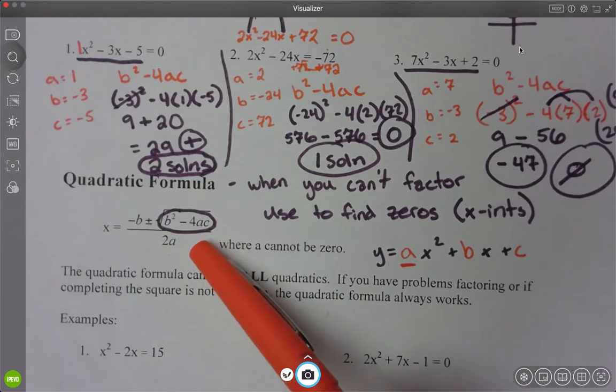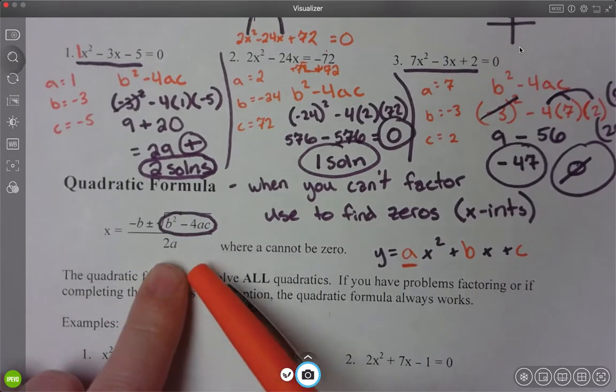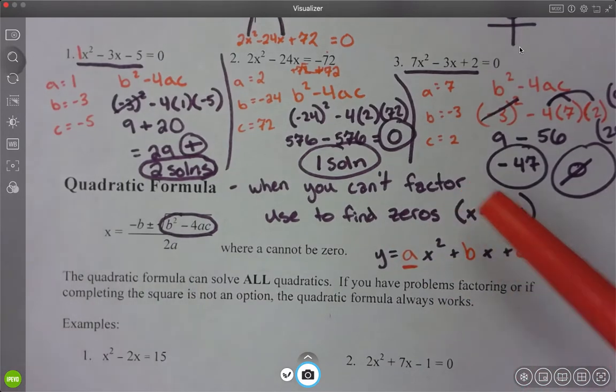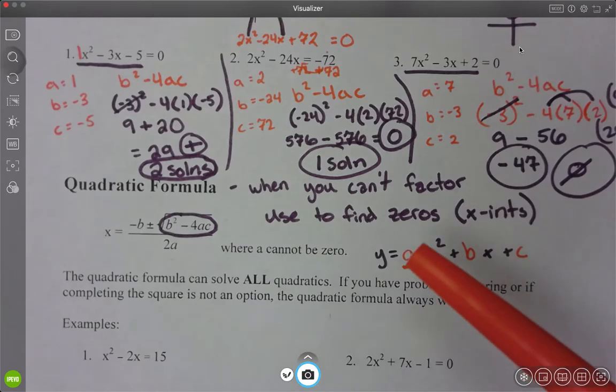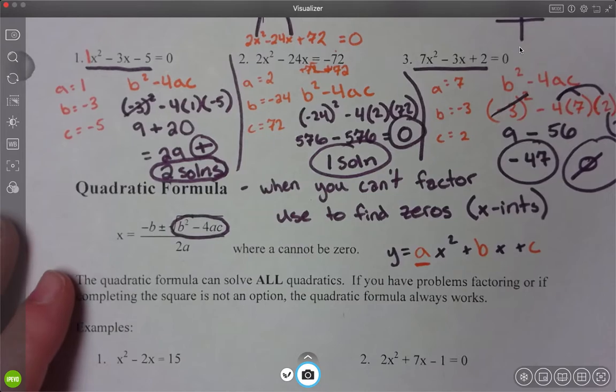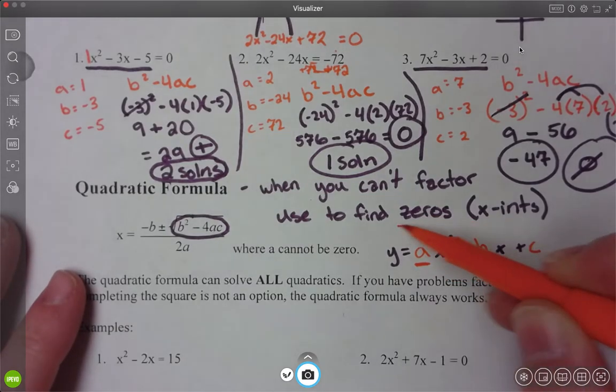This formula is what we're going to use when you're trying to find the zeros or the x-intercepts and you can't factor. You can use it on any type of function, even if you can factor it. But usually if you can factor, you probably want to go that route, because factoring is a lot easier and less clunky than the quadratic formula. But typically the quadratic formula comes out really nice, and it's not too bad. We're trying to find those places where it crosses the x-axis, those zeros.